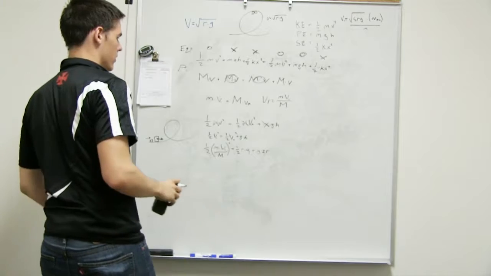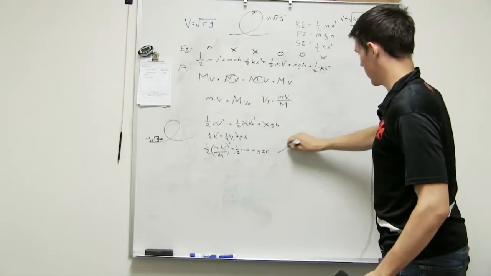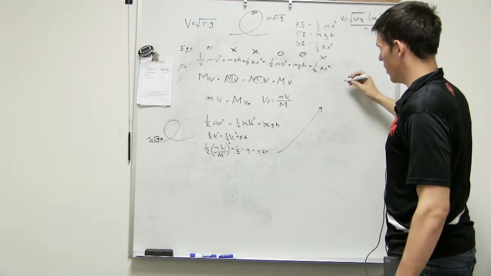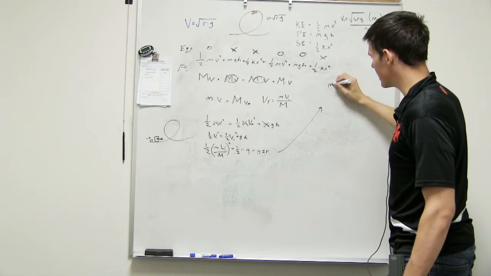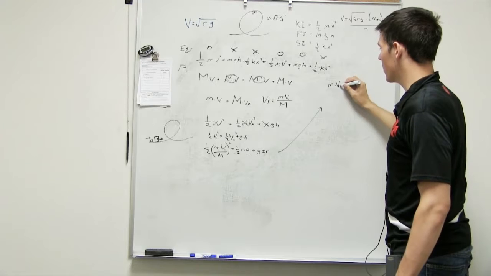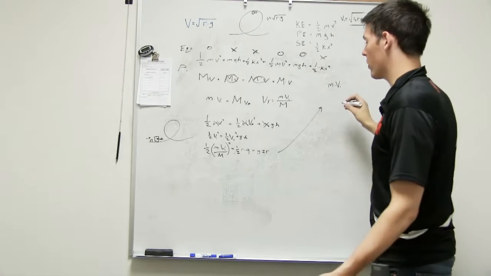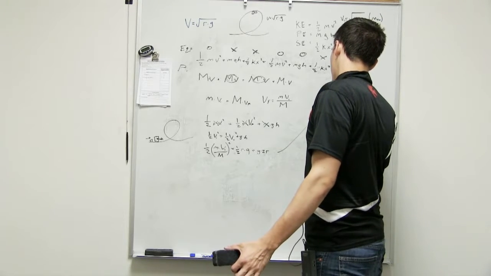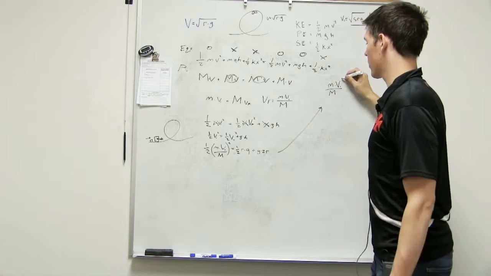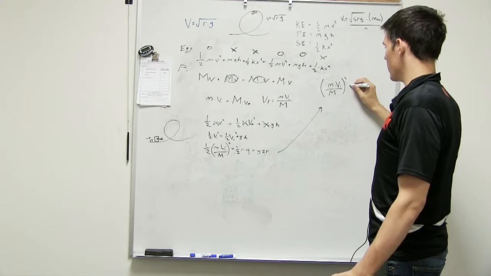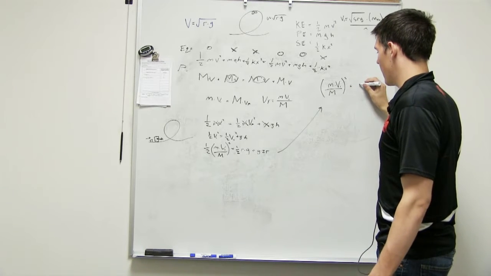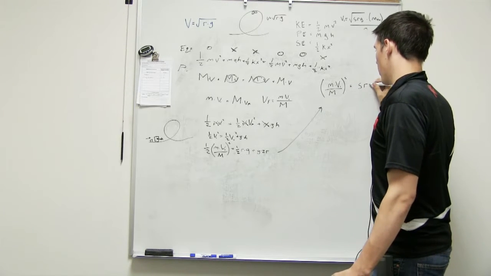Then I'm just going to come up here. So here we have little mass times the velocity that the little mass was going over the big mass, the mass of the big block, squared, is equal to 5rg.